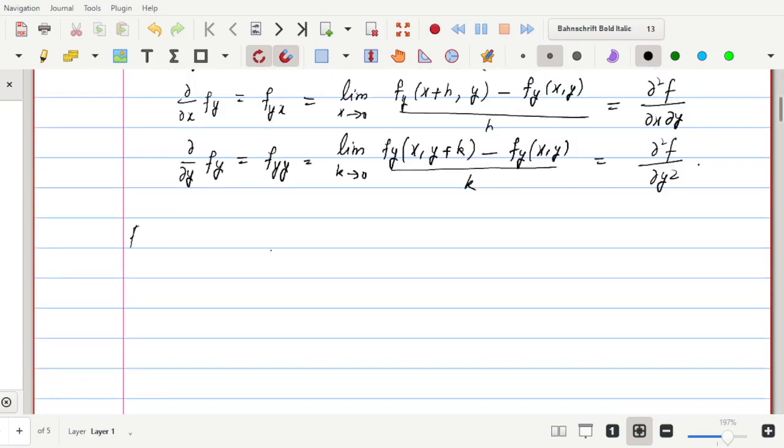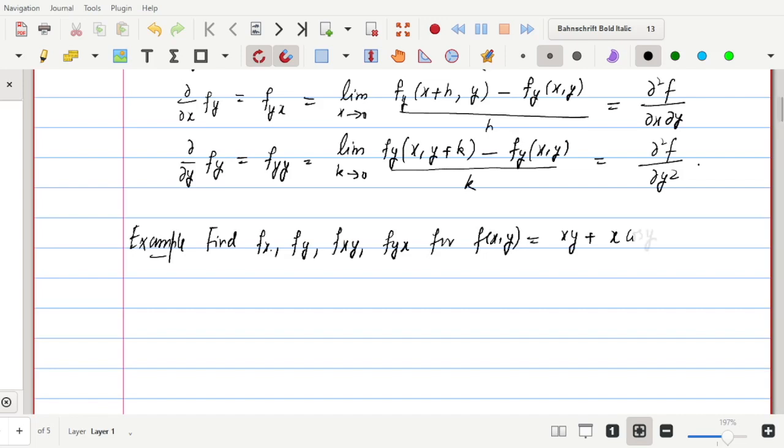Now let's take one example. Find fx, fy, fxy, fyx for the function f of x, y equal to xy plus x cos y.